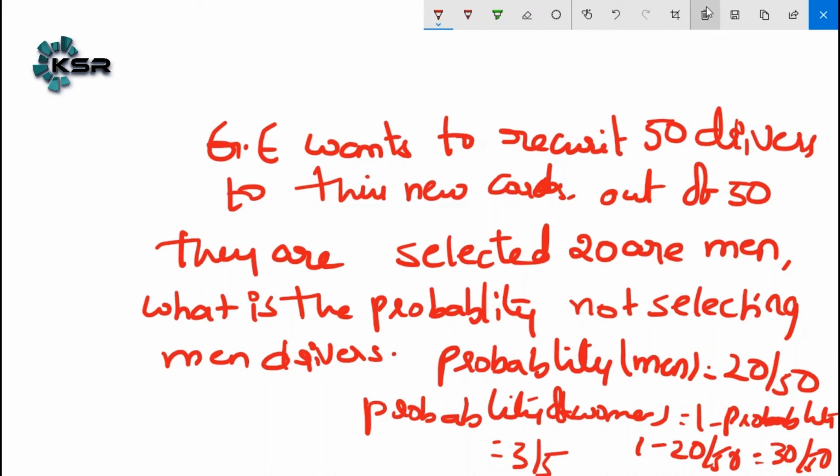GE wants to recruit 50 members for their newly launched cars. Out of 50 they selected 20 men. What is the probability of not selecting men drivers? The probability of men is 20 by 50. Probability of women is equal to 1 minus probability of men, 1 minus 20 by 50, that is 30 by 50, that is equal to 3 by 5. These are the basic probabilities. Any questions, guys?